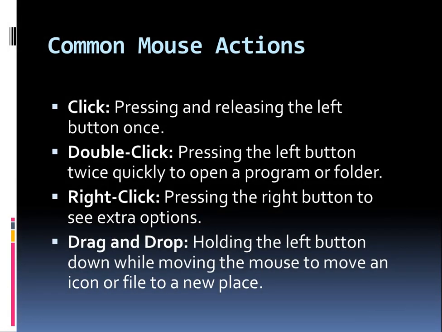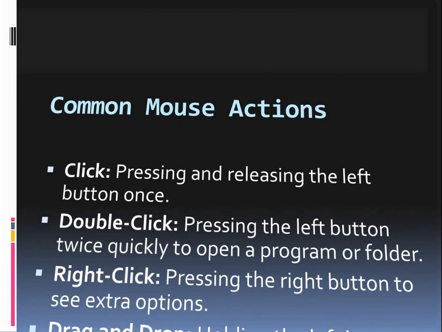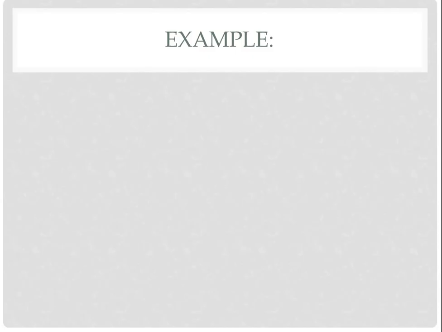Common mouse actions. Click, pressing and releasing the left button once. Double-click, pressing the left button twice quickly to open a program or folder. Right-click, pressing the right button to see extra options. Drag and drop, holding the left button down while moving the mouse to move an icon or file to a new place. Example: show image.